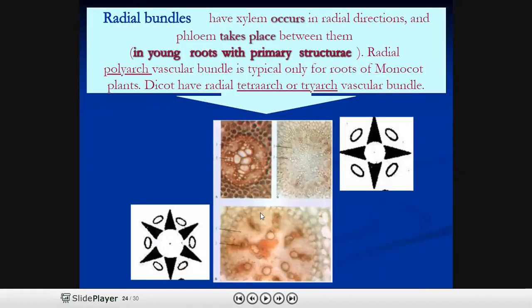Radial bundles. So this is radial bundles. So when xylem occurs in a radial direction and phloem takes place in between.